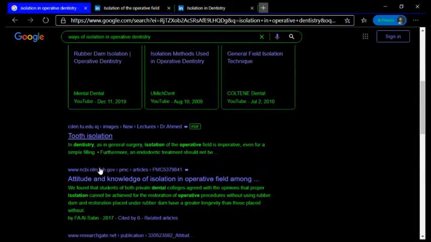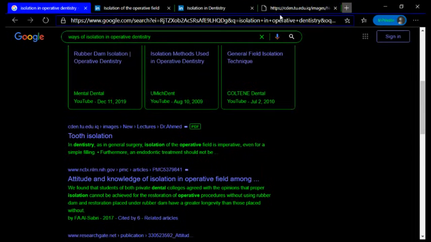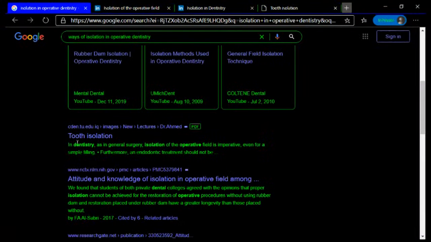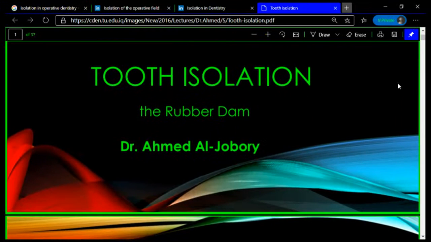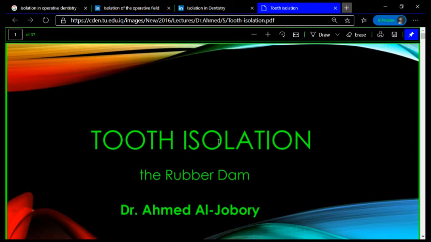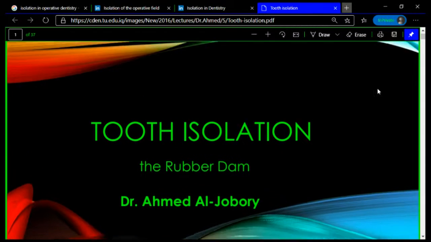Moving on to the next link, we have tooth isolation. In dentistry, as in general surgery, isolation of the operative field is imperative even for a simple filling. Furthermore, an endodontic treatment should not be performed without tooth isolation. The rubber dam, Dr. Ahmed Al-Jiburi.